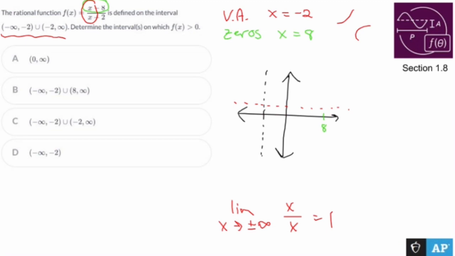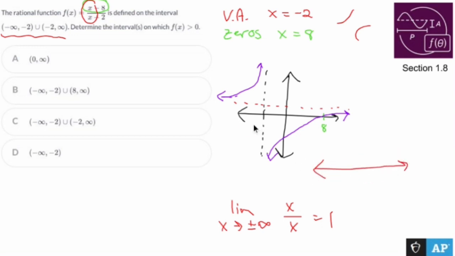So let's draw this out. Not that that's going to affect too much, but it's going to help us understand why our answers are what they are. So the picture is going to look like this. This is my graph now. And then it's going to hit the vertical asymptote, start back down, go through 8, and then level out at 1. So now I'm going to make myself a sign chart.